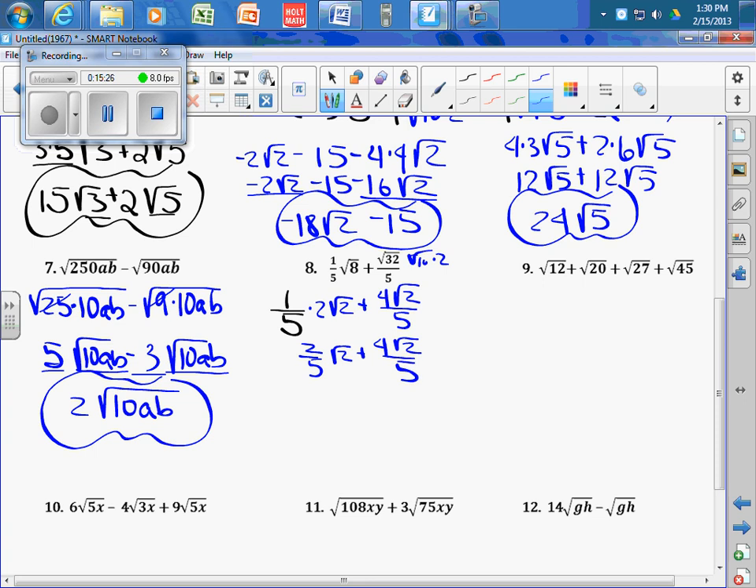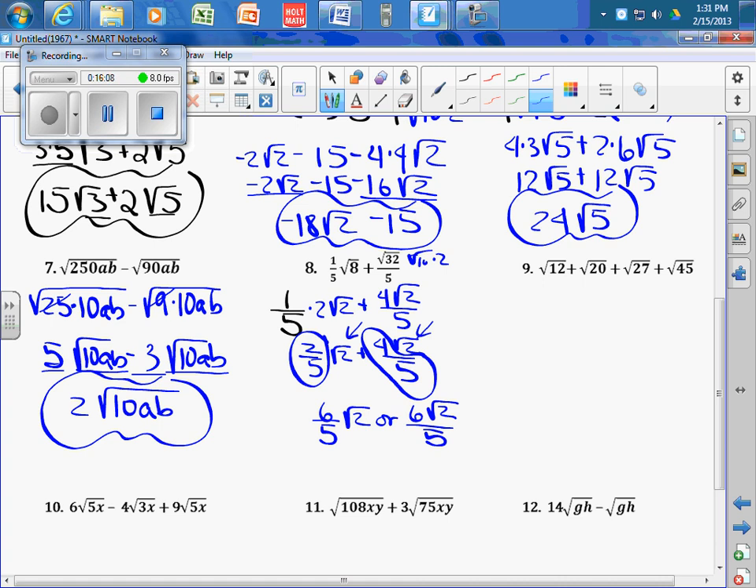Well, it turns out these are like terms. How do we know? Because they're both radical 2's. The thing is, though, class, and we talk about this all the time, what are the coefficients? Well, here it's 2/5. What is it in the second one? Well, it's 4/5. What do you do with coefficients? You add them together. What's 2/5 plus 4/5? 6/5. So we can write this 6/5 radical 2, or if you want, you can put the radical 2 in the numerator and get 6 radical 2 over 5. Either one is acceptable.